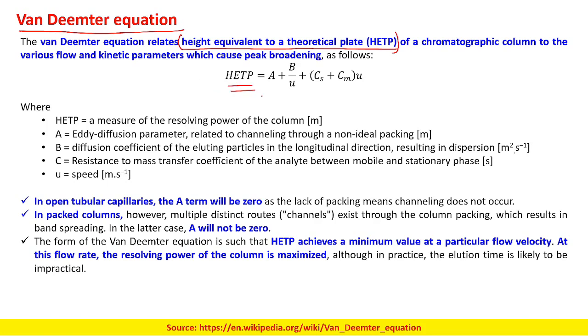Okay. So what are these? These are nothing but HETP is equal to A plus B by u plus Cs u plus Cm u. What is A? A is nothing but the eddy diffusion parameter. Okay. Now, what is the eddy diffusion parameter? We need to consider that suppose when we are making a column, it is expected that all the particles should be of similar size and shape.